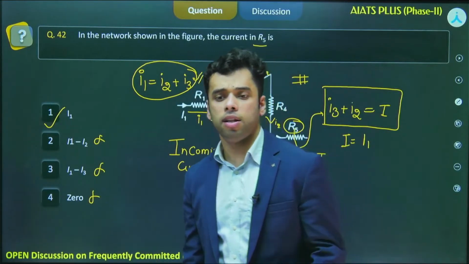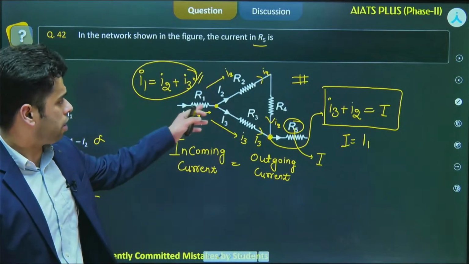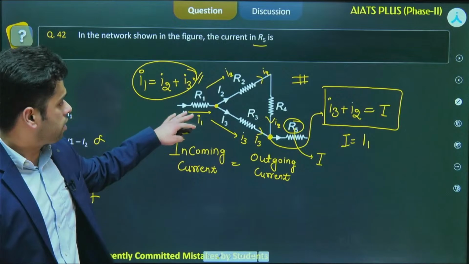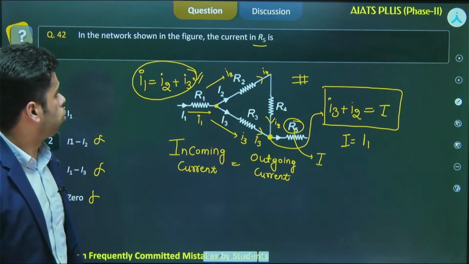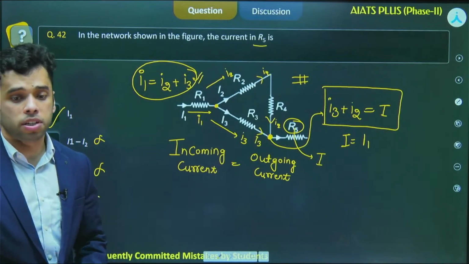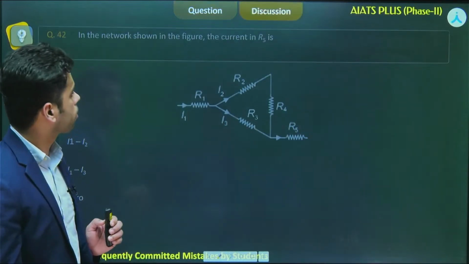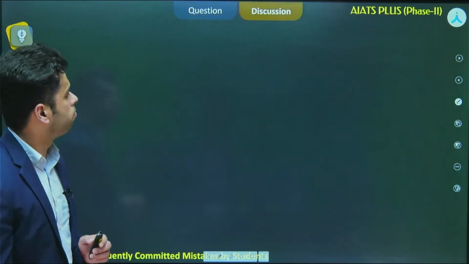A fairly simple problem. It is based on the conservation of charge. At the junction, you just need to balance the incoming and the outgoing current, and you are good to go with such kind of problems, right? I hope this problem is clear to you. I1, I1. Okay, someone is commenting the answer I1. Good. Let's move forward to the next problem.